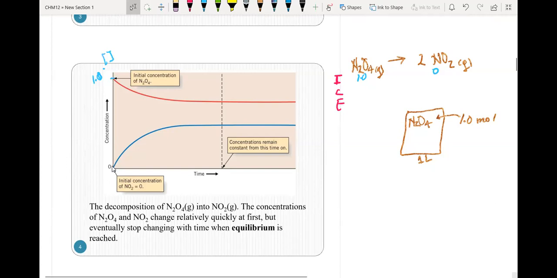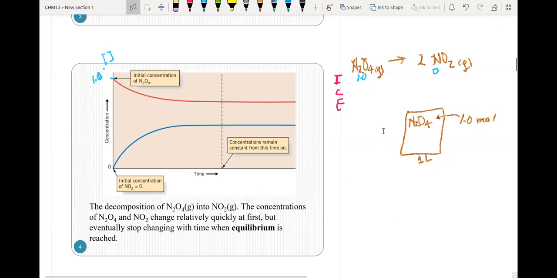And what is the initial concentration of NO2 here? Zero. At time zero. This is time zero and zero concentration. So that's initial, right here. In your equation, nothing of NO2. You say start, then this starts to be consumed because it's breaking down, and this starts to increase. Consume, increase, consume, increase.